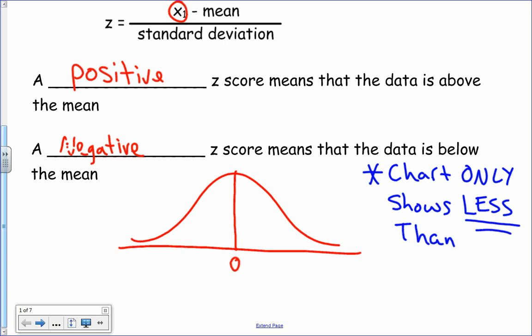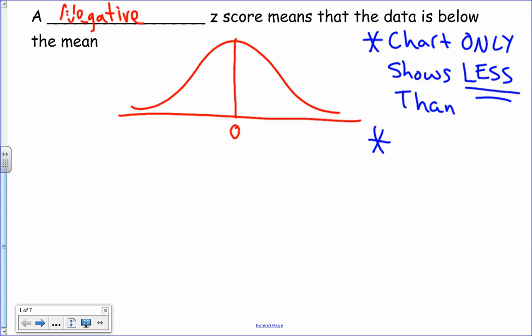If it asks how many are greater than, what percentage are greater than a certain score, so if it says above or greater than, you need to take 100 minus your percentage. Whatever percentage you get from the chart, you subtract from 100 if you want to find out above. If it says less than, don't subtract. If it says above, subtract from 100.